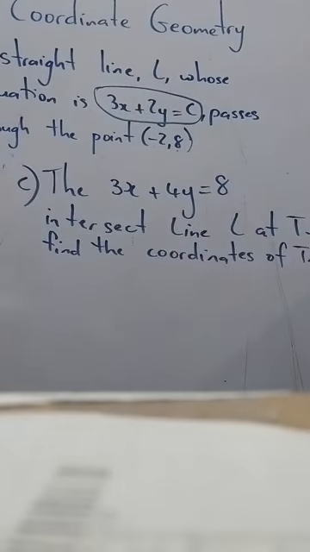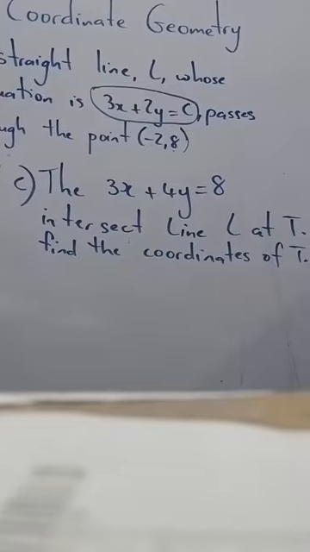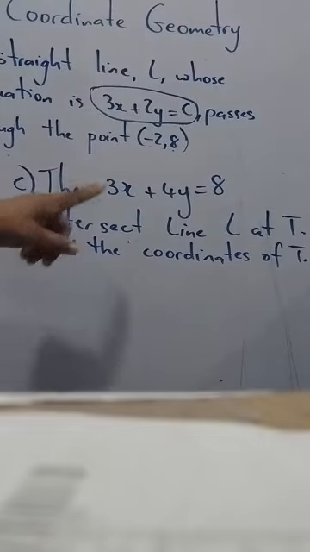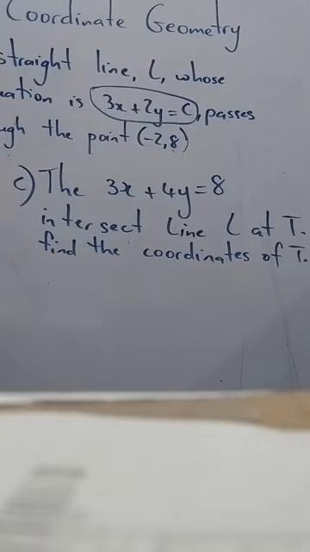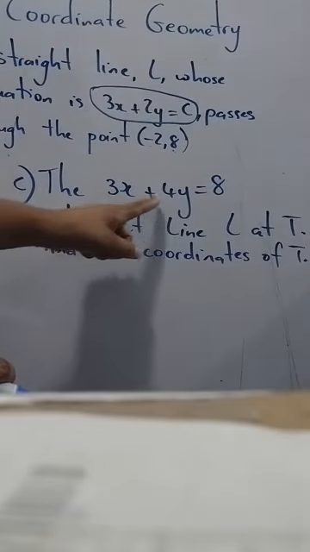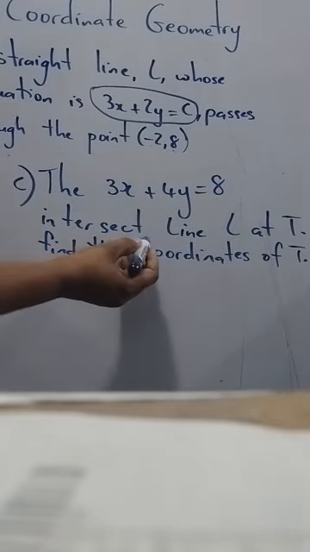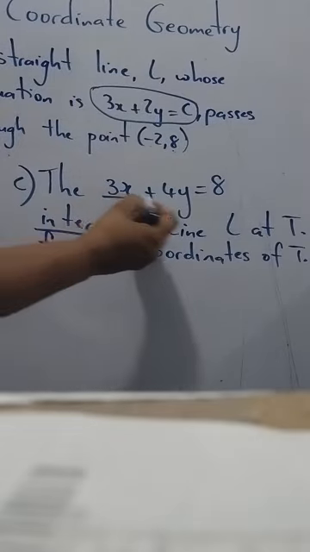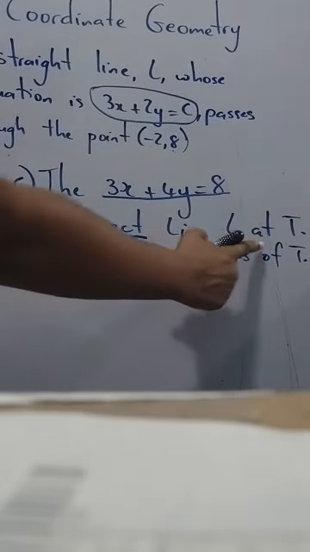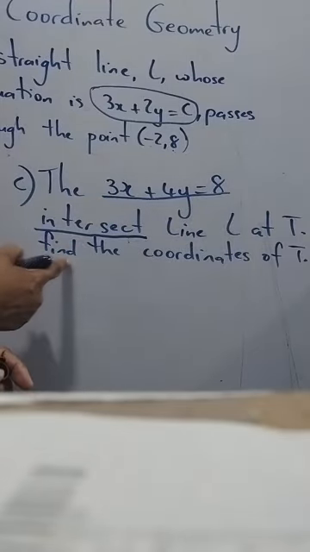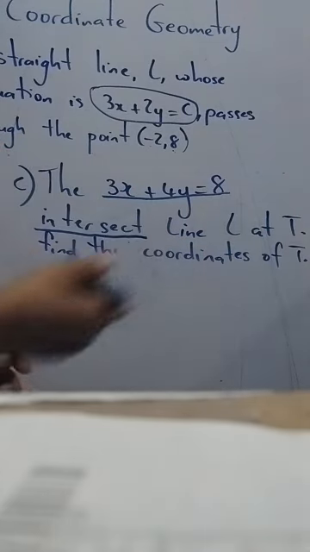All right, so let's look at part C. Now, part C says that the line 3x plus 4y equal 8 intersects line L at T. So if they intersect, they must intersect at a point. So the point is T. So they said find the coordinates of T.